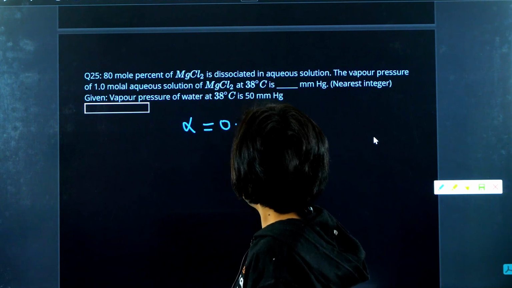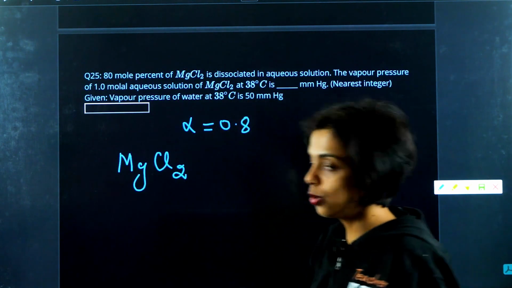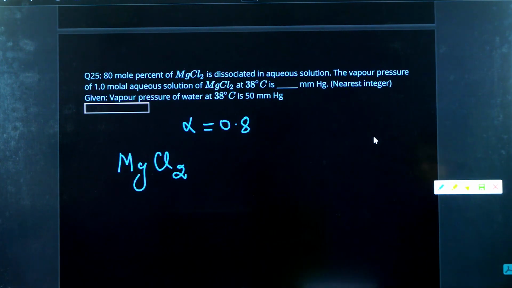80% is alpha, so alpha is 0.8. So MgCl2 is dissociated. This is MgCl2. It will dissociate to give Mg ions and chloride ions, right? So it is dissociated in aqueous solution.